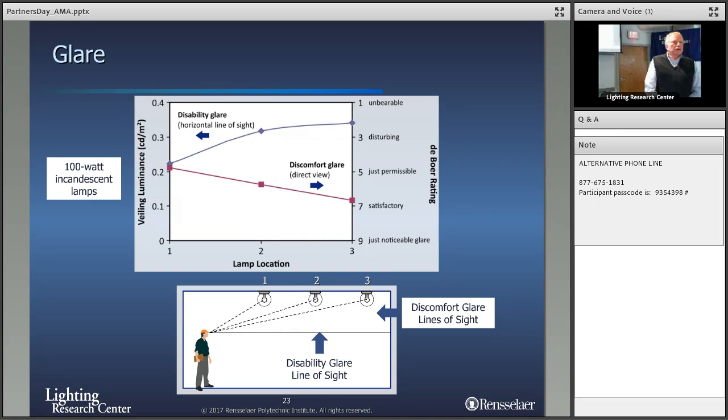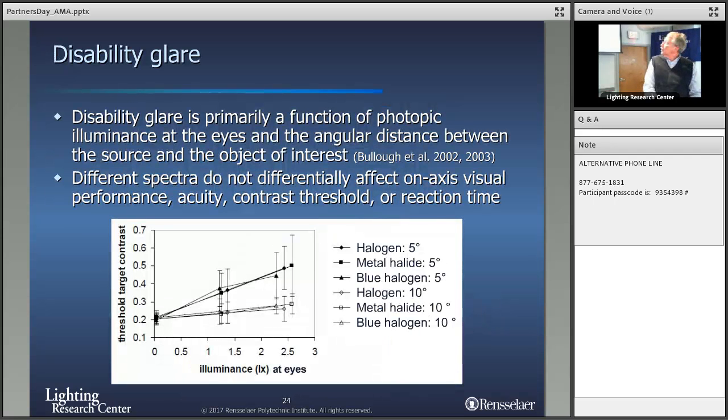So one of the points I want to get across is that it isn't seen as believing. You have to do the calculations to reach a valid inference. As discomfort glare is going down, disability glare is going up. So you need to make sure that when you're talking about glare, you're talking about disability glare, what are the dynamics of that, as opposed to discomfort glare.